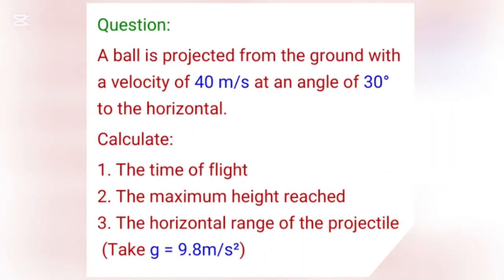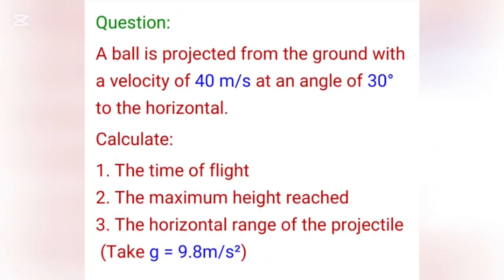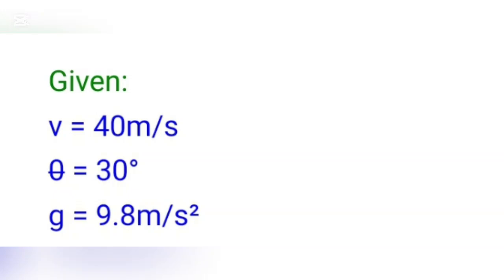Question. A ball is projected from the ground with a velocity of 40 meters per second at an angle of 30 degrees to the horizontal. Calculate 1. The time of flight. 2. The maximum height reached. 3. The horizontal range of the projectile. Take g is equal to 9.8 meters per second square. Given velocity u is equal to 40 meters per second, theta is equal to 30 degrees, g is equal to 9.8 meters per second square.